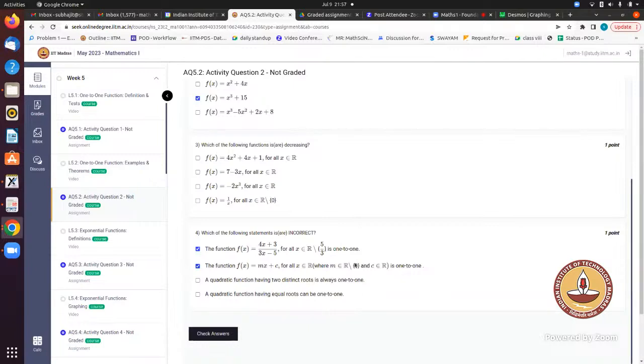So is this function one to one? f(x) equals mx plus c. Slope formula. I think that one is not a function. So you're saying it is not one to one. Can you tell me why? No, sir. I'm thinking. m is the slope, c is the y intercept. No, sir. It is a one-to-one function only.